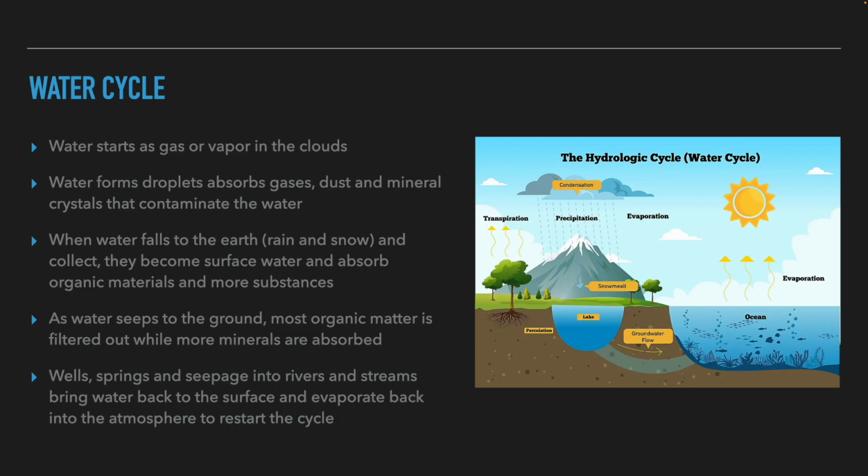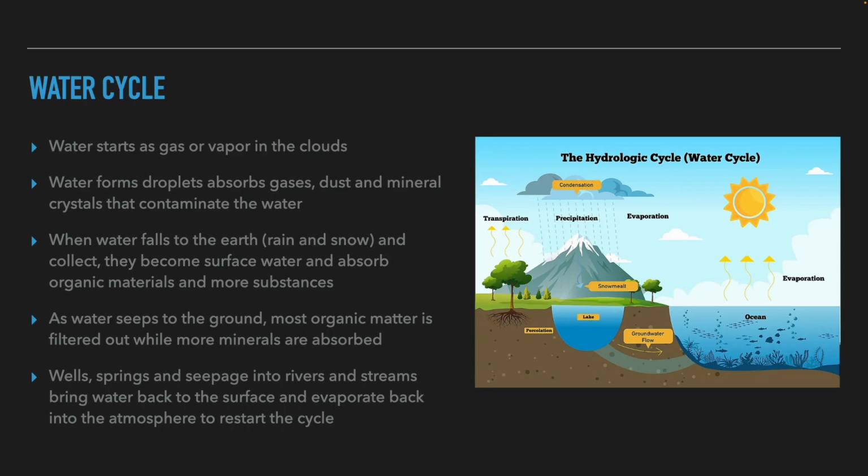The water cycle is a name for the path water takes on Earth. Water starts as gas or vapor in the atmosphere and forms clouds. As the water forms droplets, these absorb gases, dust, and mineral crystals that contaminate the water. When water falls to the earth as rain or snow and collects, it is called surface water. Surface water absorbs organic materials and other substances.